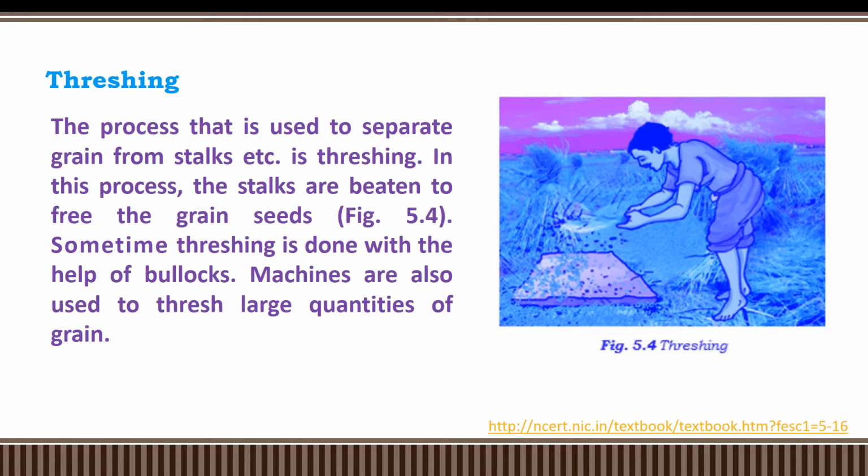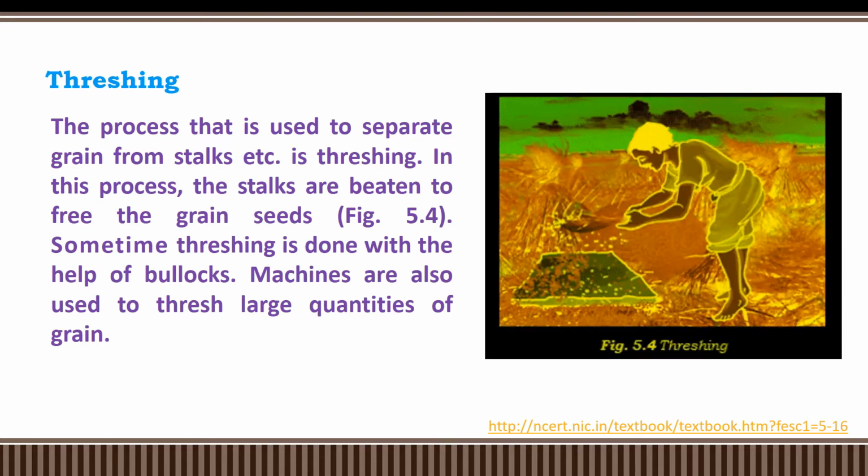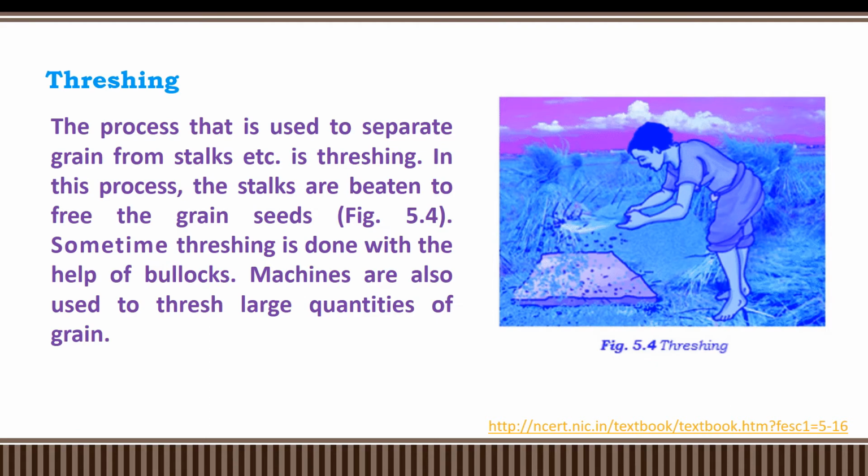Here we have threshing. The process that is used to separate grain from stalks, etc., is threshing. In this process, the stalks are beaten to free the grain seeds as shown in figure 5.4. Sometimes threshing is done with the help of bullocks. Machines are also used to thresh large quantities of grain.